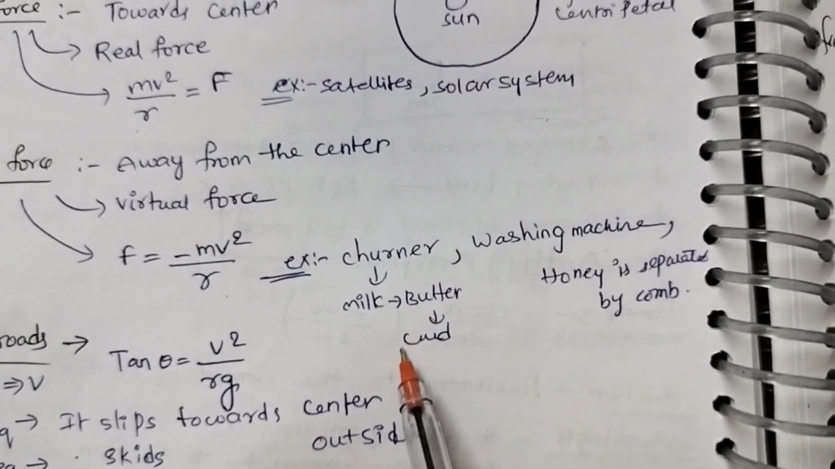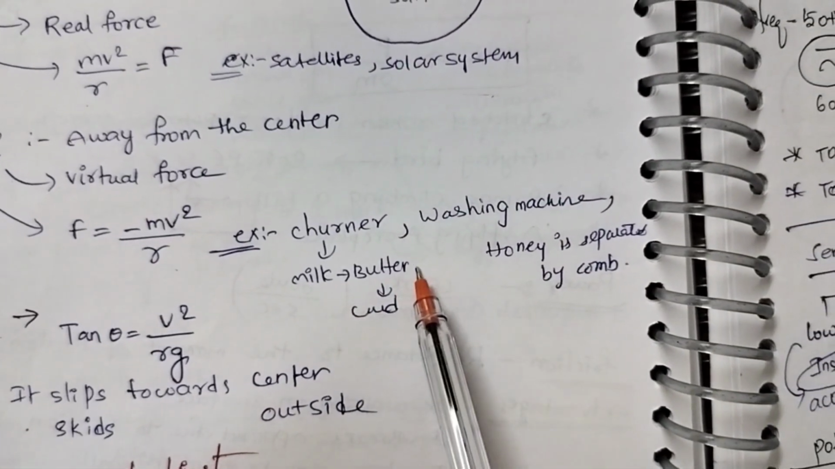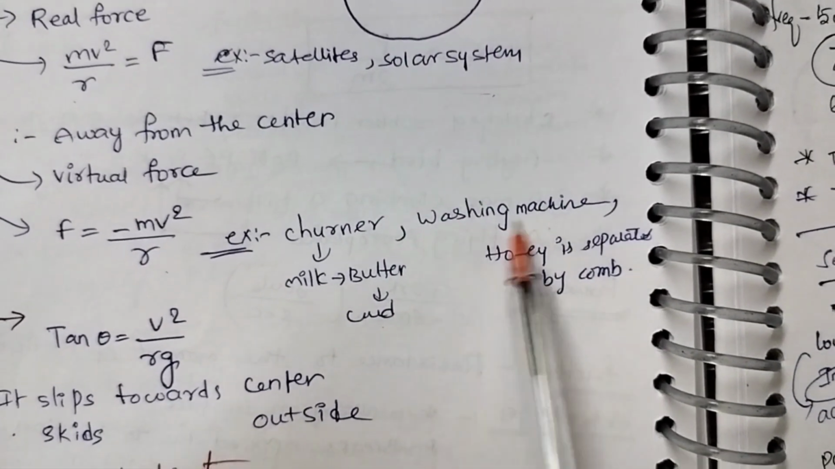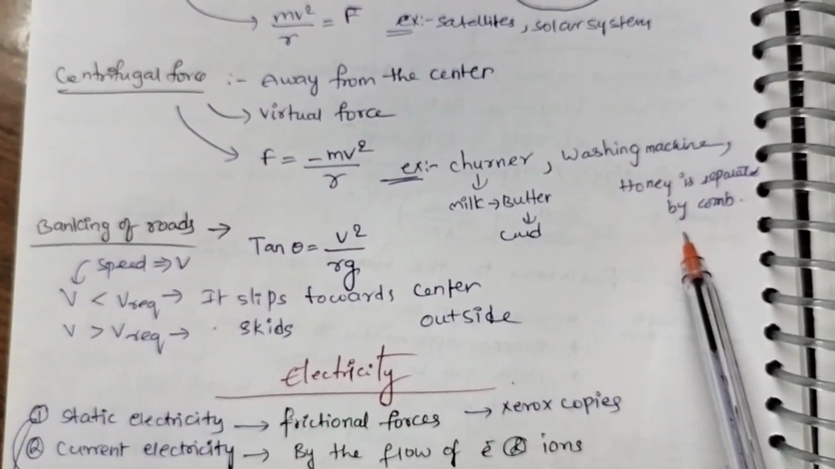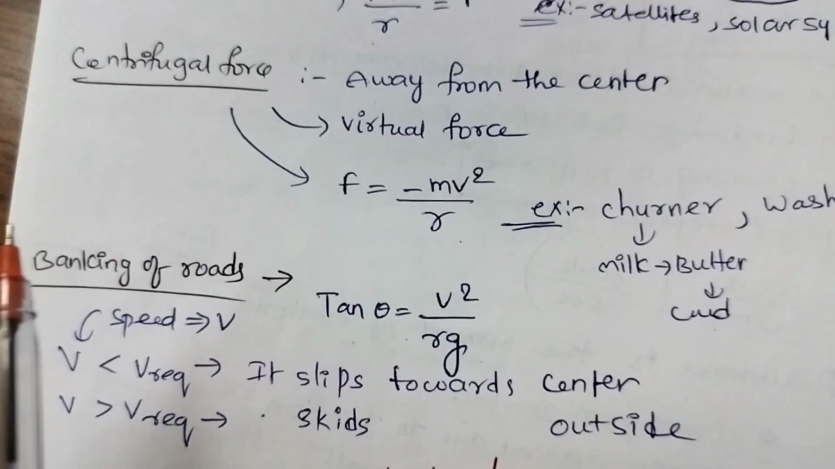Example for this is a churner. Milk is converted to butter. Butter is converted to curd. Washing machine. In case of washing machine also. Honey is separated from the comb. And the next one is banking of roads.